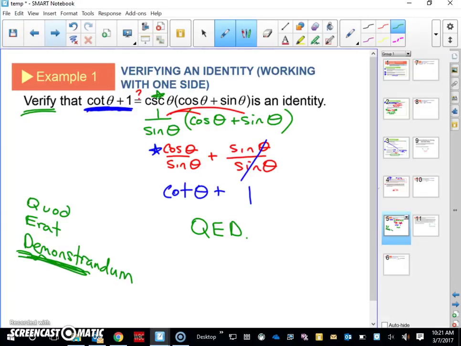So do not circle QED, because QED is not your answer. QED is like the period at the end of your sentence. This is a proof, and so the entire thing is your answer. QED is just how you show you finished, and you did what they asked you to do.